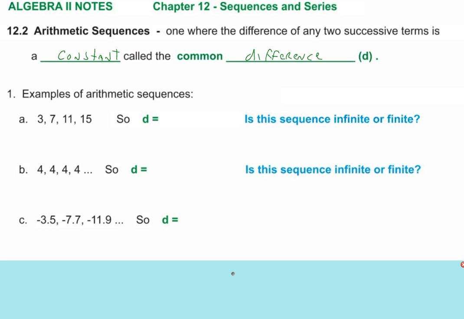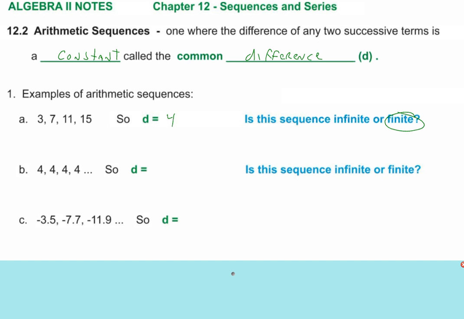And when they list out the terms of an arithmetic sequence, it's pretty easy to see what the common difference is. So you look at A, and we go from 3 to 7. Well, that's a 4, obviously, and 7 to 11 is 4, and 11 to 15 is 4, and the common difference is 4, right? It doesn't take a rocket scientist. And of course, a sequence can be infinite or it can be finite, and hopefully you agree that this one is finite, right? No big deal.